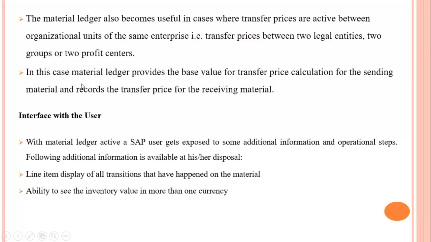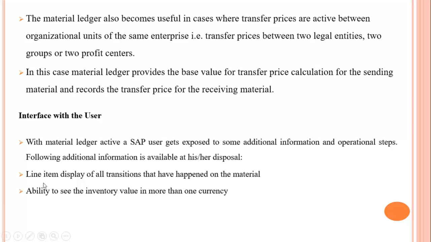In this case, the material ledger provides the base value for transfer price calculation for the sending material and records the transfer price for the receiving material. Now how does it interface with the user? With the material ledger active, a SAP user gets exposed to some additional information also. When you use SAP, you can get to know more about the material ledger. Okay, so the following additional information is available at his or her disposal.